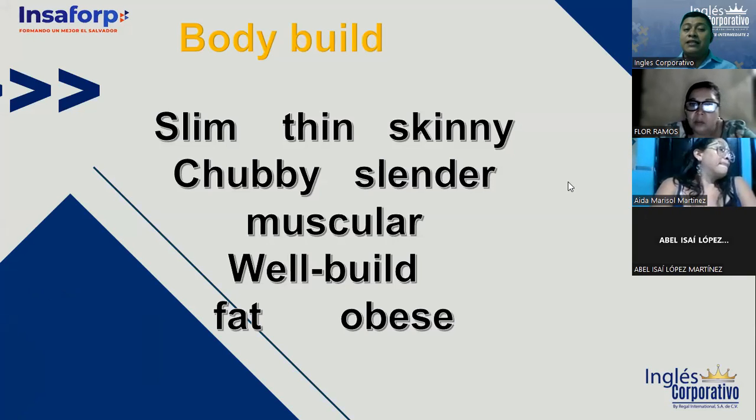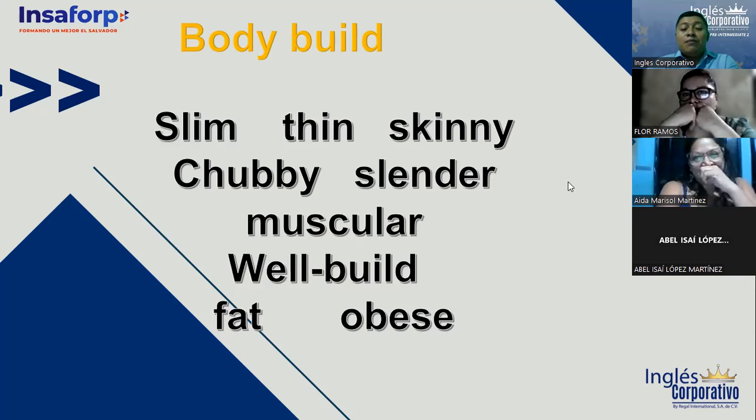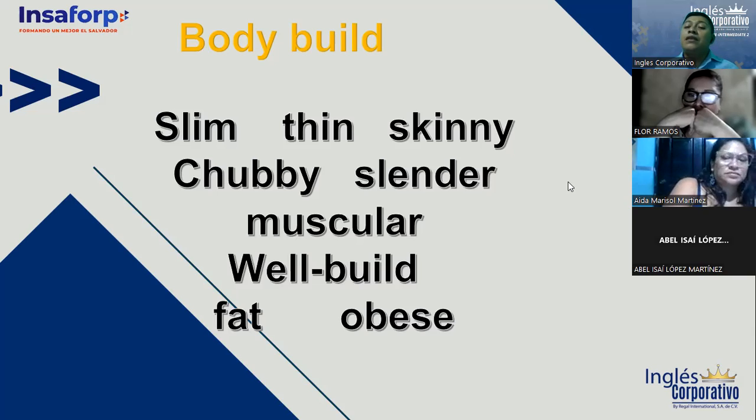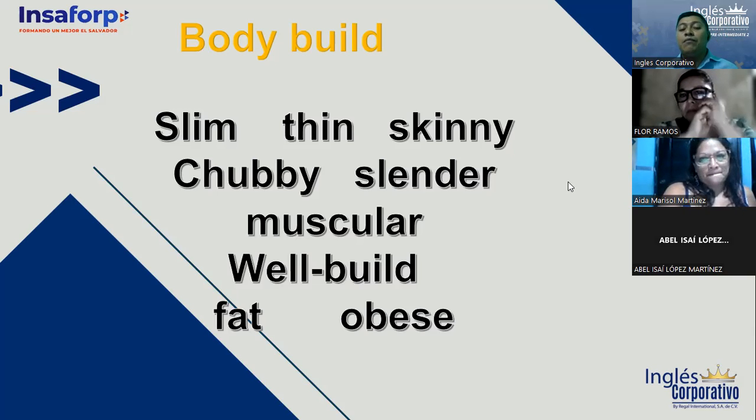La forma del cuerpo, or slim, alguien que es esbelto, thin, delgado, skinny, muy delgado, chubby, gordito, slender, esbelto también, muscular, los que van al gym, ¿verdad? Tienen definido los músculos, we say muscular, then well built, un cuerpo bien, ¿verdad? Bonito, se han marcado los músculos, that is well built. Then we have fat or obese, right? Gordo o obeso sería la contraparte. So we have slim, thin, skinny, chubby, slender, muscular, well built, fat, and obese.